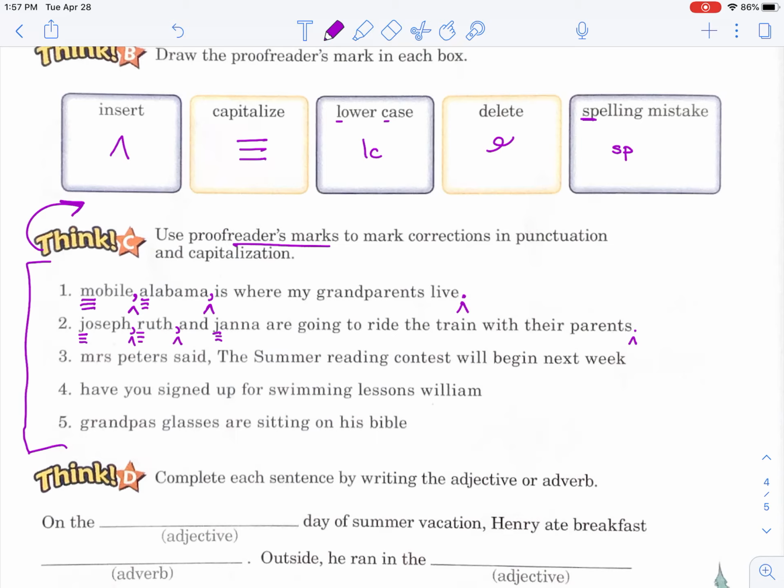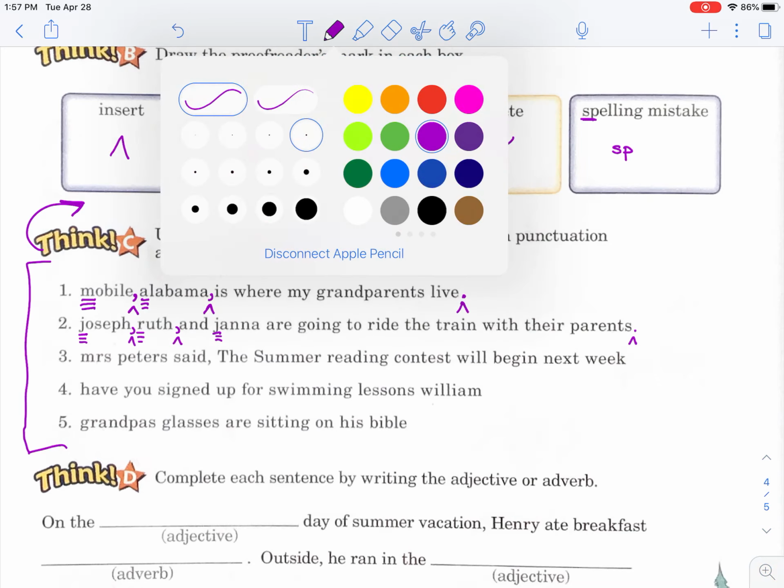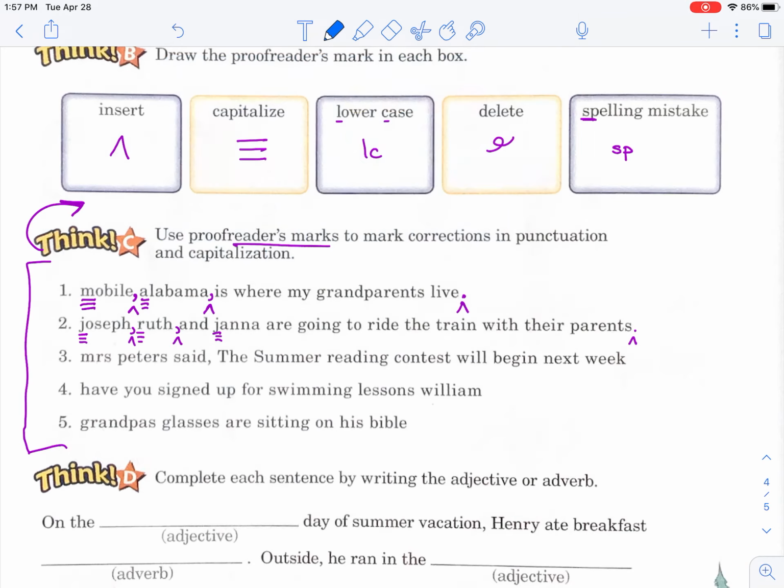Number three. Mrs. Peters said, the summer reading contest will begin next week. Ooh, that looks like a direct quote. So I am probably going to have some quotes in there. Let's see. I'm going to switch colors so you can see the change here. Okay, Mrs. Peters. Ooh, capital for Mrs. Also because it's the beginning of the sentence. And that's an abbreviation. So what does it need? A period. Peters, that's her. That's a proper noun. That's her last name.